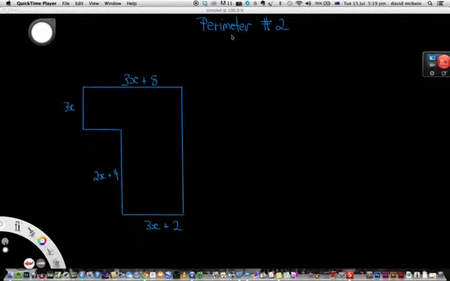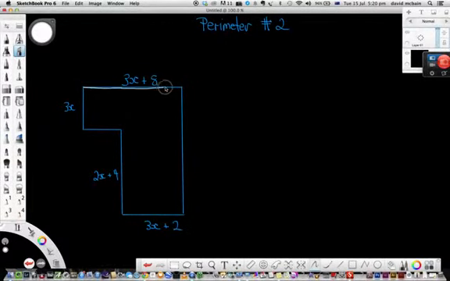Now, once again, remember the perimeter is the total distance around the outside. So we need to add all the sides together. Now, we need to look around the shape and, first, try and work out what the missing ones are. Now, this side here is 3x plus 8. This side is 3x. This side here is 2x plus 4. And this side here is 3x plus 2. But you'll notice there's two sides we don't know. So let's see if we can work out those two missing sides.